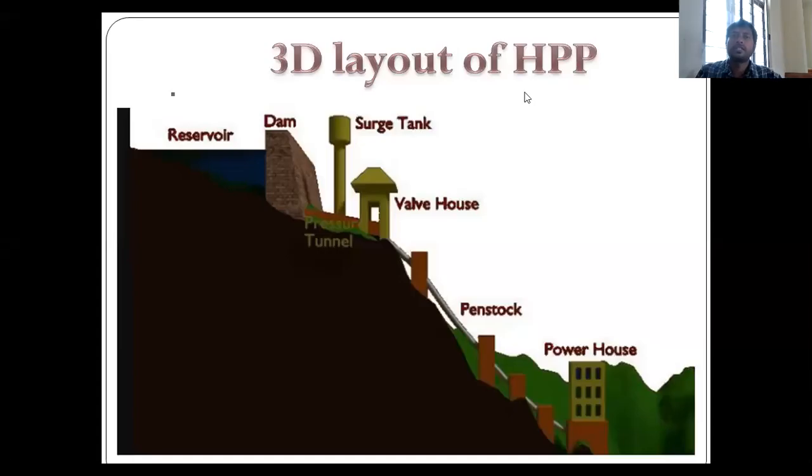So this is the 3D layout of the hydro power plant, and these are the parts of the hydro power plant. Here actually forebay is available. This is the forebay. Forebay is nothing but the initial first part of your head, nothing but forehead.